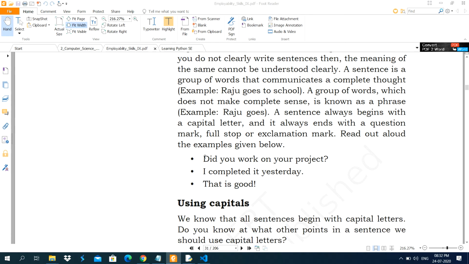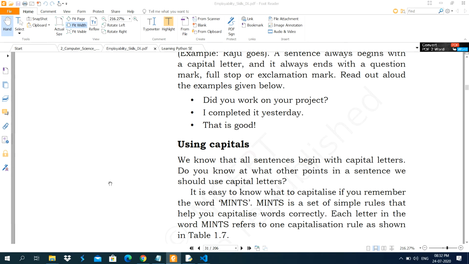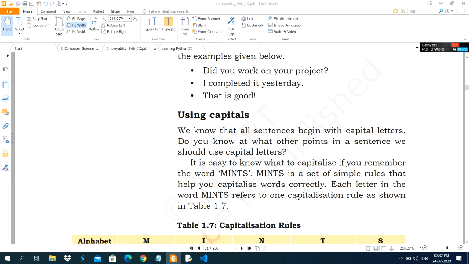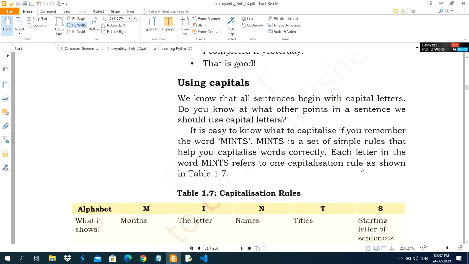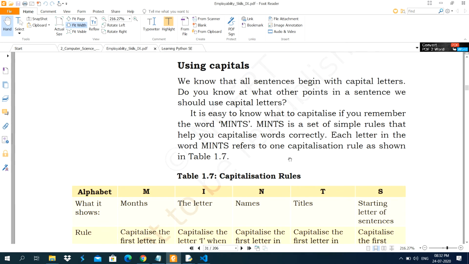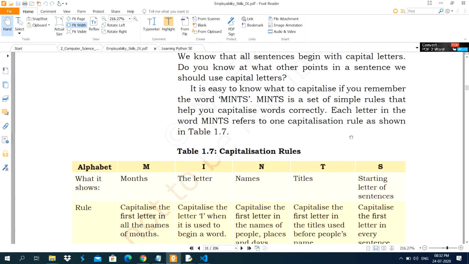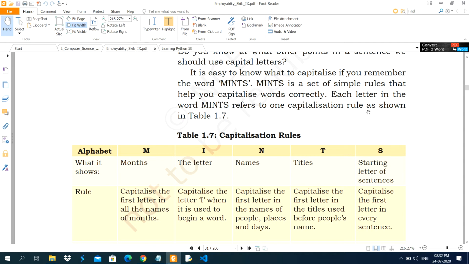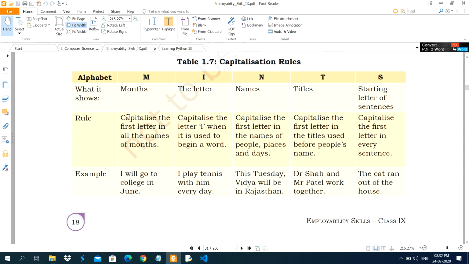These are the following sentences. The first is an interrogative sentence. Second is a simple sentence, and this sentence has an exclamation mark. Using capitals: there are some rules to use capital letters for a sentence. This rule is MINTS. MINTS is a set of simple rules that helps you to capitalize words correctly. Each letter in MINTS refers to one capitalization rule as shown in this table.